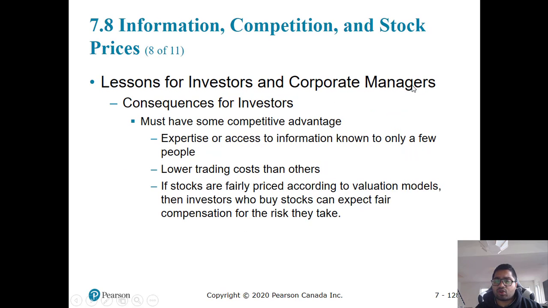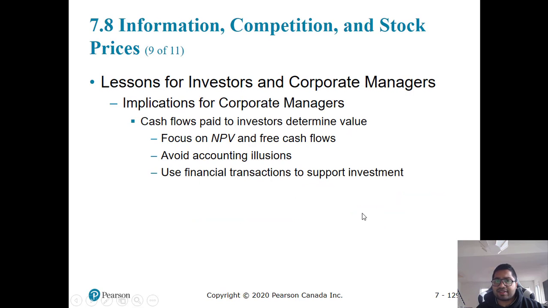Lessons for investors and corporate managers. Consequences for investors: they must have some competitive advantage, expertise, access to information known to only a few people, or lower trading costs than others. If stocks are fairly priced according to valuation models, then an investor who buys stocks can expect fair compensation for the risk that they take.